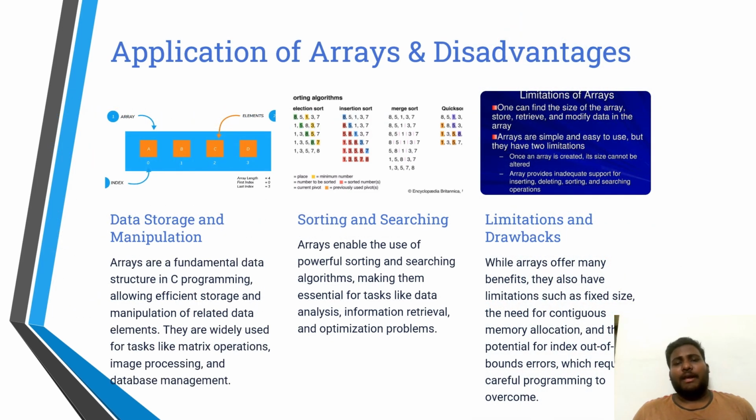Coming to the applications of arrays and disadvantages. Array is a crucial part which stores data and manipulates sorting and searching; we are going to see its limits and drawbacks in this slide. Array is a functional data structure in C programming, allowing effective storage and manipulation of related data elements. They are widely used for matrix operations, image processing and databases, as I said in the multidimensional array. Elements can be sorted and searched using binary and linear search, which we have implemented in Code::Blocks.